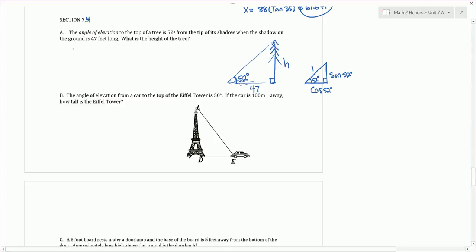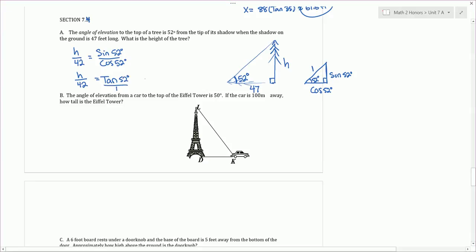47 over, well, h over 47, coming from the diagram that we made, would be proportional to sine of 52 over the cosine of 52. Now we can work with both the sine and cosine of 52, our calculator works with that, or we can change that to sine over cosine is tangent, and I'm going to use that. So h over 47 is equal to the tangent of 52, and you could put tangent over 1.